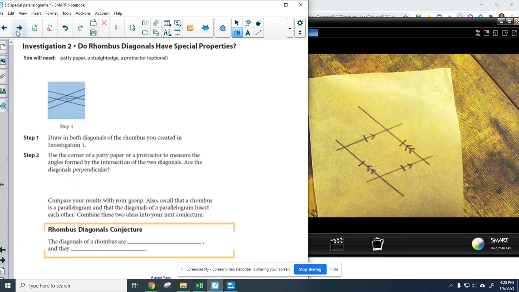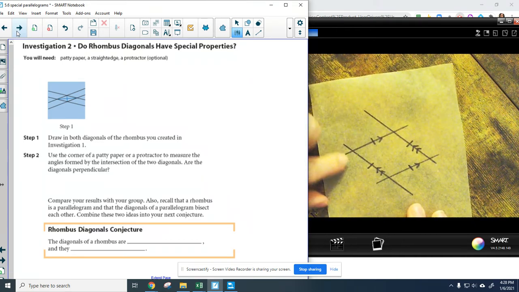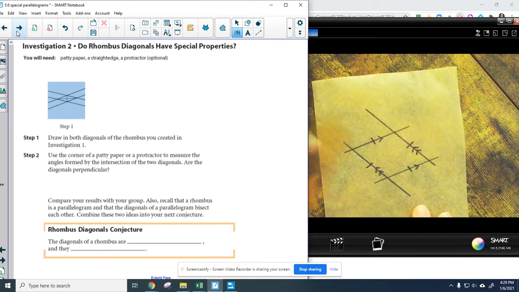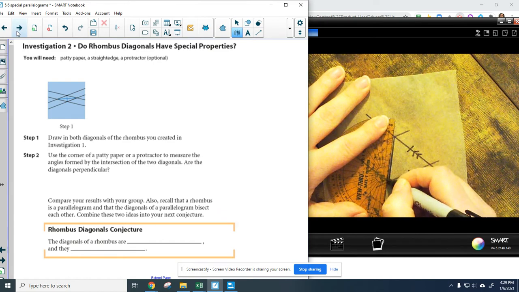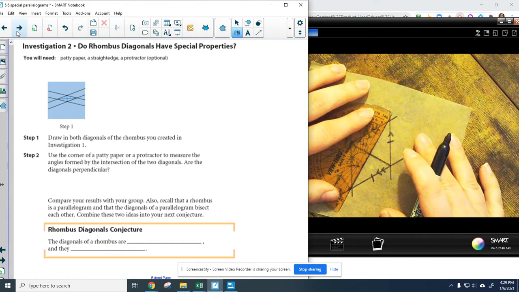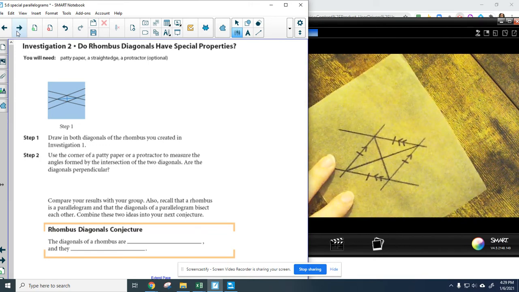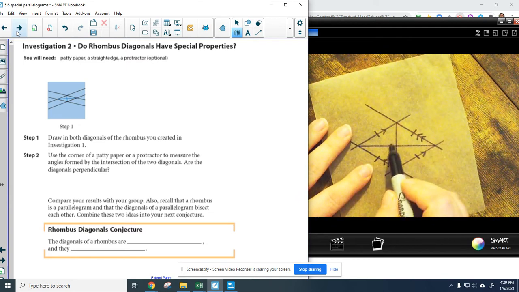All right, so go ahead and turn to page 18 now. We are going to draw in both diagonals of the rhombus that we've created. If you want to erase all this extra stuff around here, by the way, you're more than welcome to do that. I can't, I used a Sharpie. So go ahead and put your diagonals in there. There's one. And here's two.